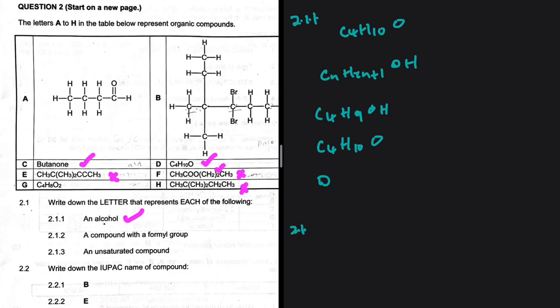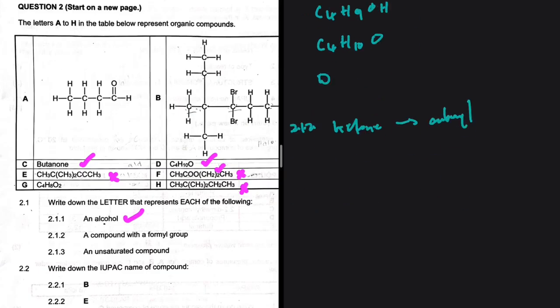And then 2.1.2, a compound with a 4-methyl group. So, a ketone, right, is a carbonyl group. And then an aldehyde is 4-methyl. So we are looking for an aldehyde here. Which letter represents an aldehyde? It's easy to see that it is A there, because we have the carbon double bonded to the oxygen at the end of the chain. So for 2.1.2, we have A as our answer.